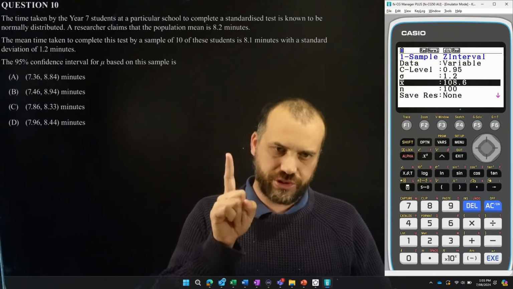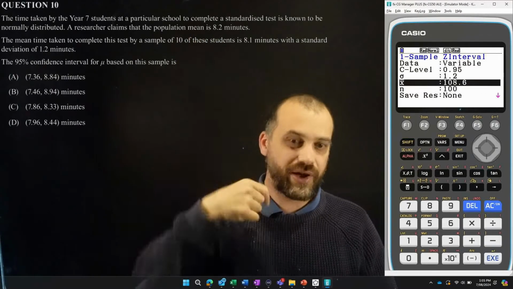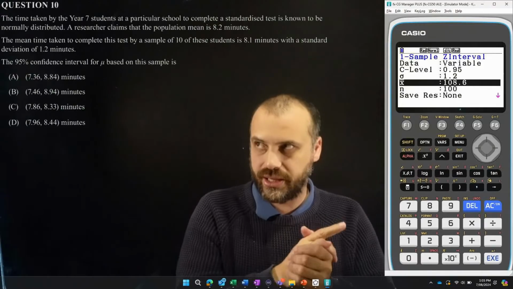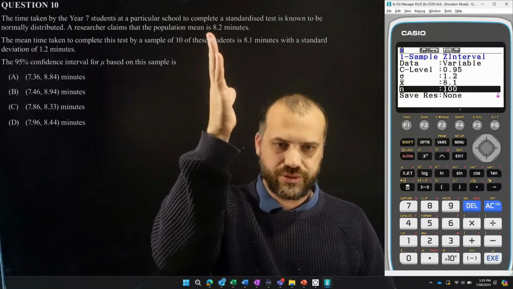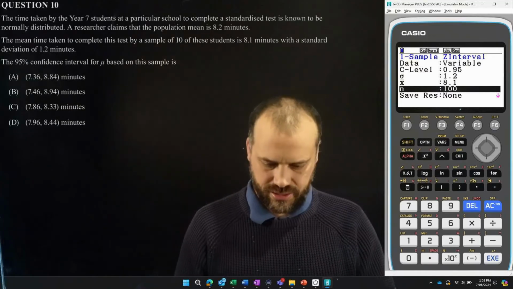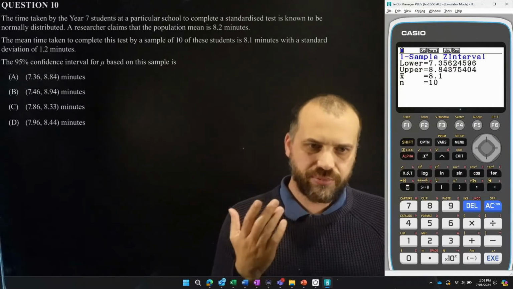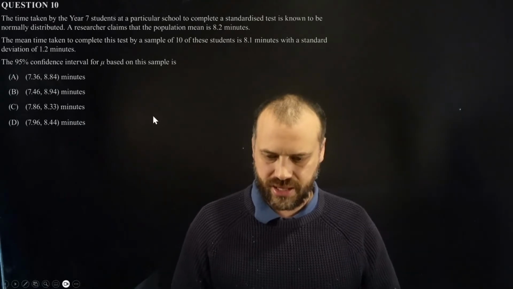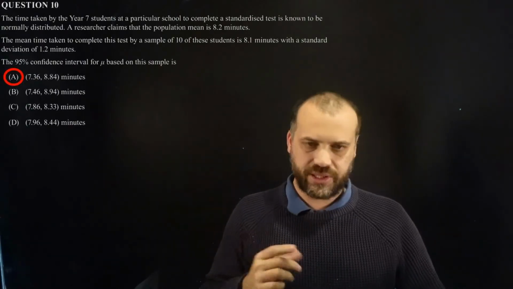Now, what about the mean? This is where they're trying to trick you. Here, they've got a population mean of 8.2 and they've got the sample mean of 8.1. When we're doing this question, we need the sample mean. We're calculating our confidence interval using our sample mean, so 8.1. We're never going to use 8.2. That's the distractor. All right, what's our sample size here? Sample of 10, go. Okay, and then we calculate, and we get 7.36, and we get 8.84. Do we have that answer? Yes, A. A nice easy one, a little distractor there. Keep your wits about you.